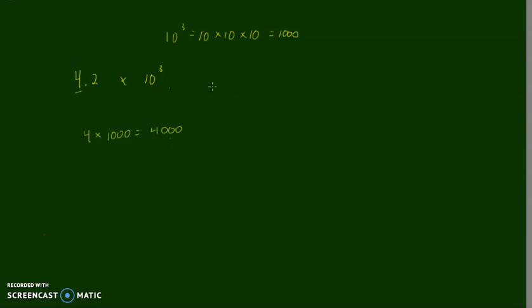So I'm going to use the 4 and the 2. And to get that close to 4,000, I'm going to add 2 zeros. So 4 and 2/10 times 10 to the third is 4,200.